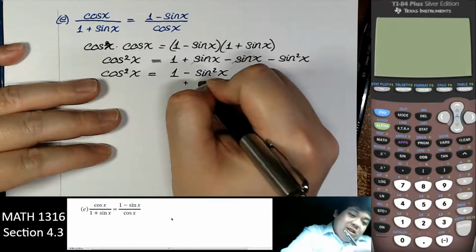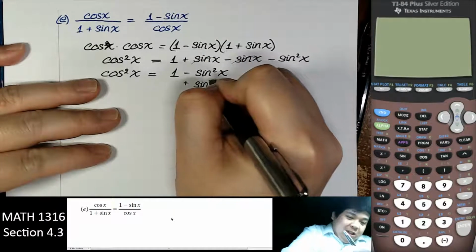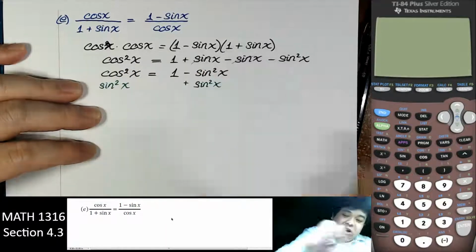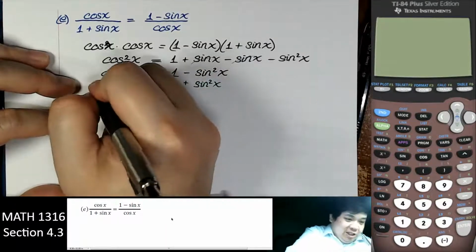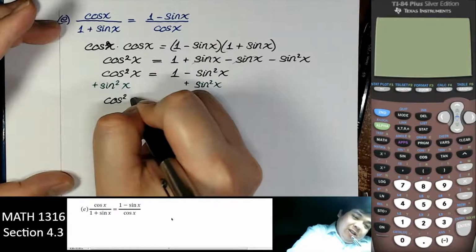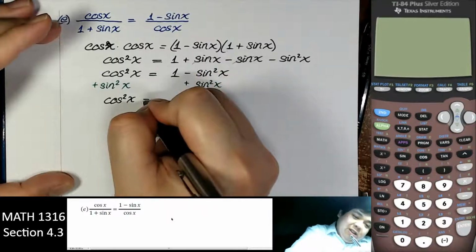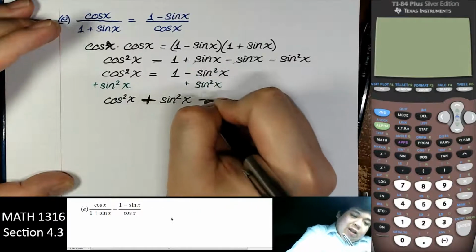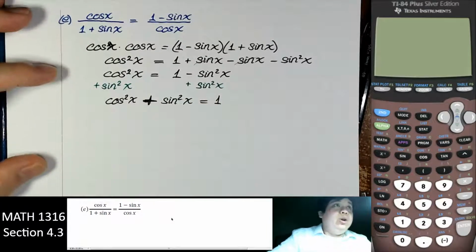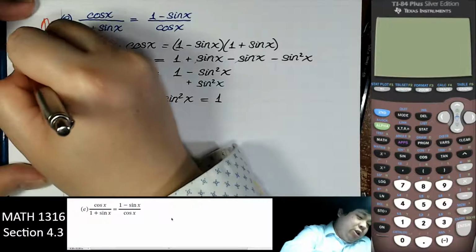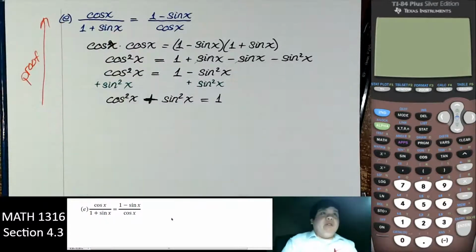And more often than not, we end up with something that is obviously true, like the Pythagorean identity. And all we do is just write in reverse again. We're not going to do that here, but if we write that in reverse, we have the proof.